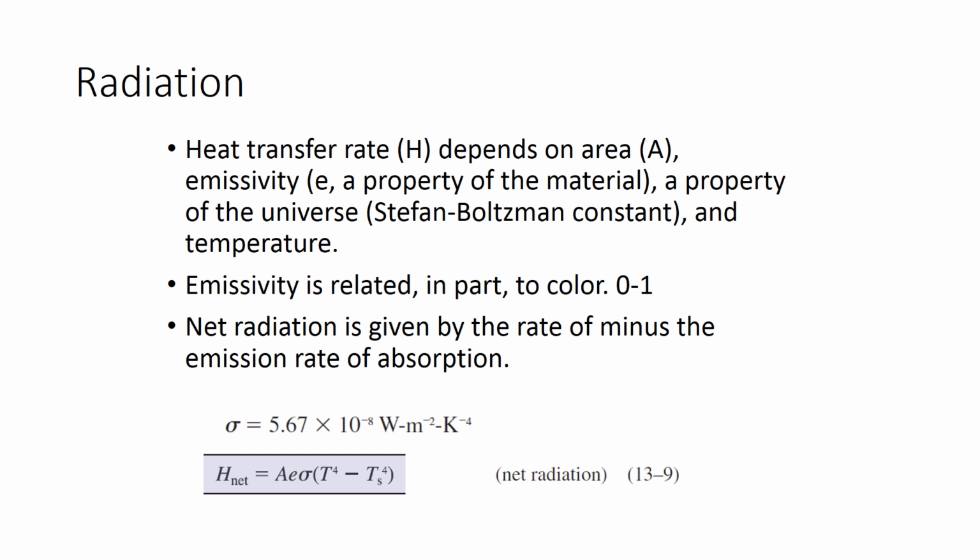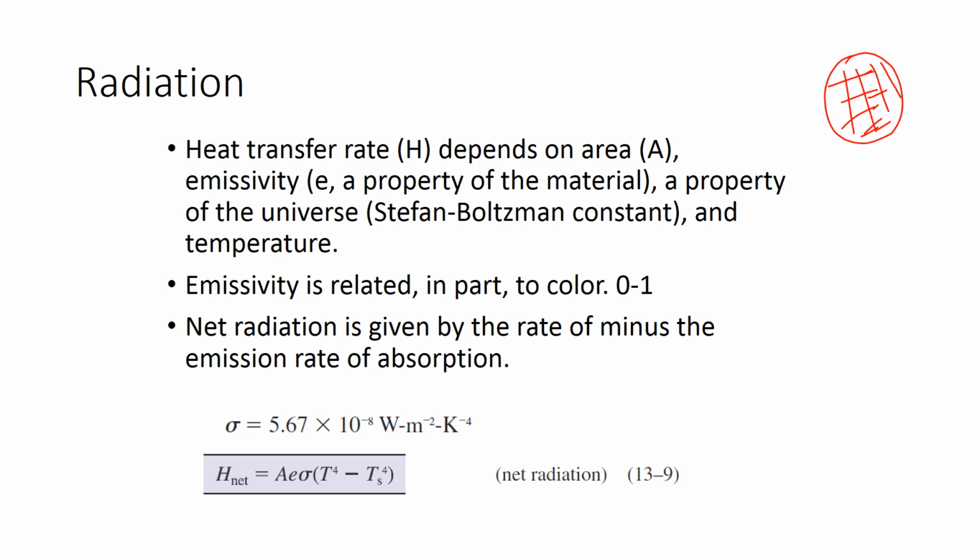The radiation rate of heat transfer depends on the area of the thing that's doing the emitting. So we're going to just assume this sort of little amorphous blob, heated up to some temperature higher than its environment, and it's going to give off heat at a rate that depends on the area. A larger object is going to give you a greater rate of heat transfer than a smaller one. The emissivity is a property of the material, and it's related in part to color and finish and things of that nature.